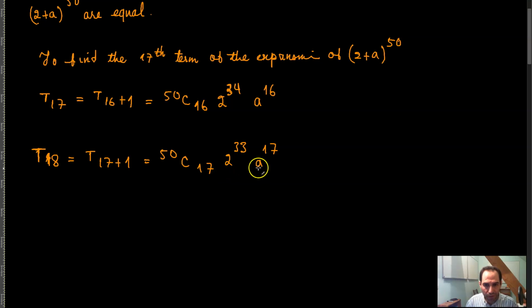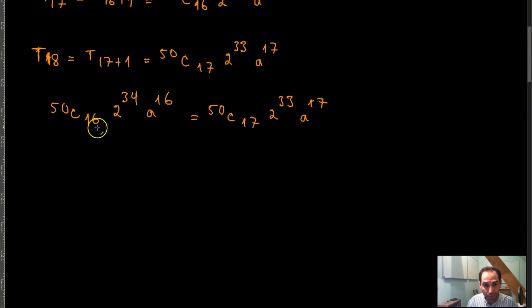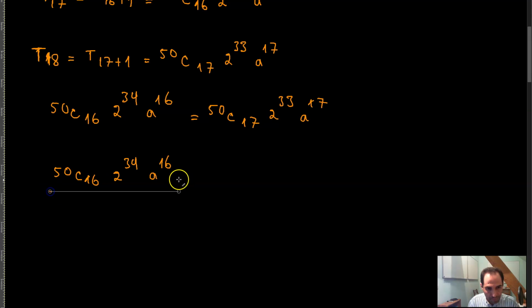And now we are saying that these two terms are equal, so that means that 50 combination 16 times 2 raised to the power 34, a raised to the power 16, is the same thing as 50 combination 17, 2 raised to the power 33, a raised to the power 17, which means that if you divide one of these by the other one, you will get a 1. So if I divide both sides by, for example, this one, I would get 50 combination 16, 2 raised to the power 34, a raised to the power 16, divided by 50 combination 17, 2 raised to the power 33, a raised to the power 17 is equal to 1.